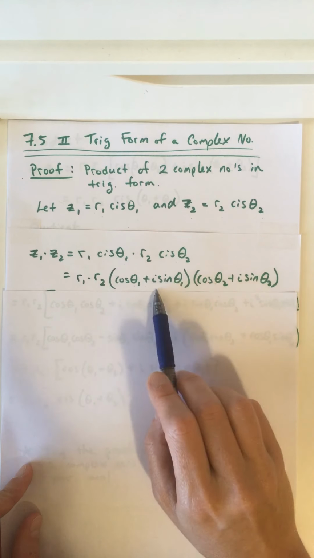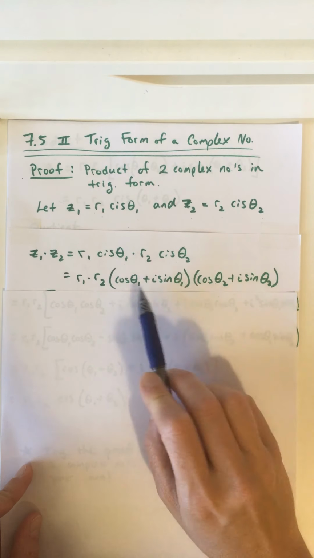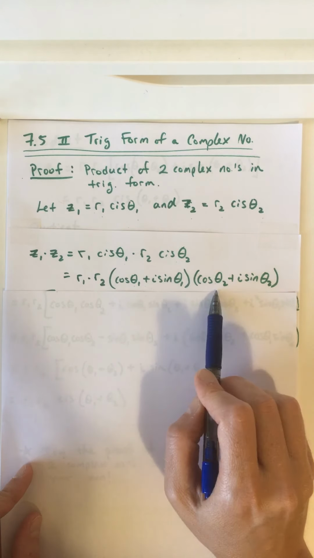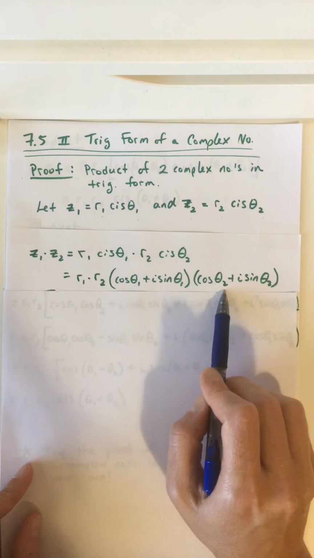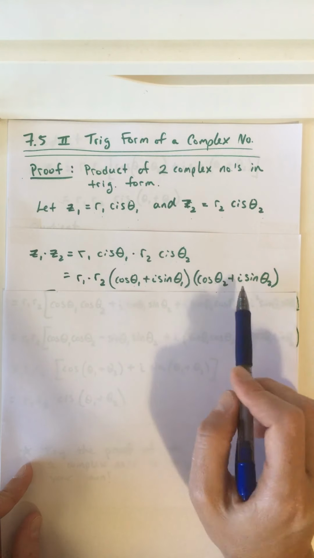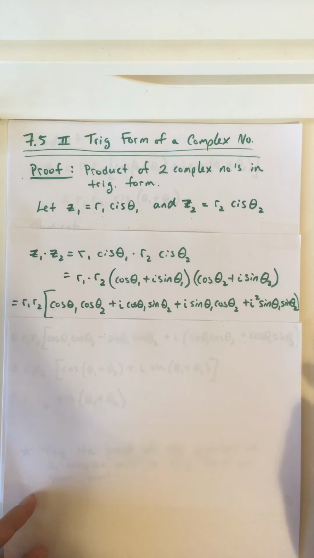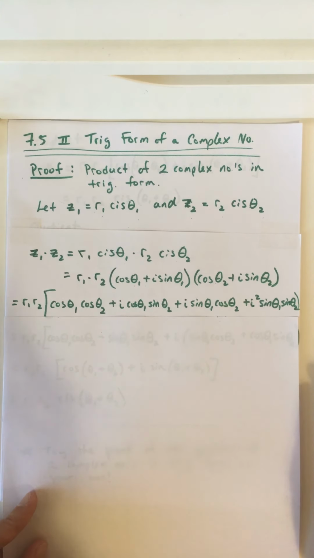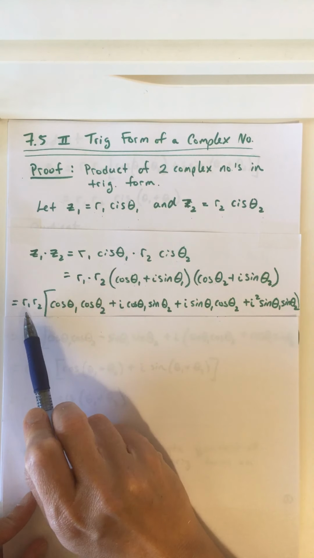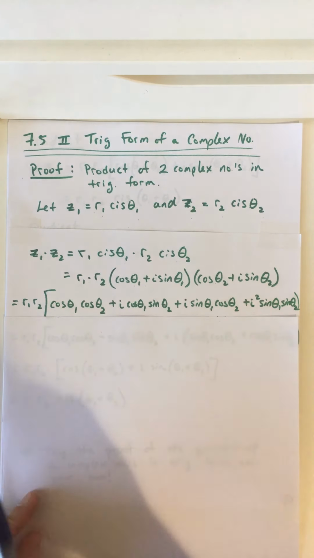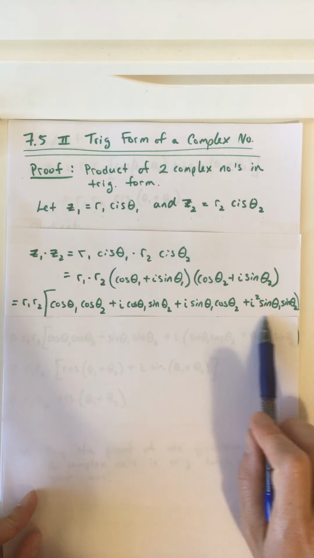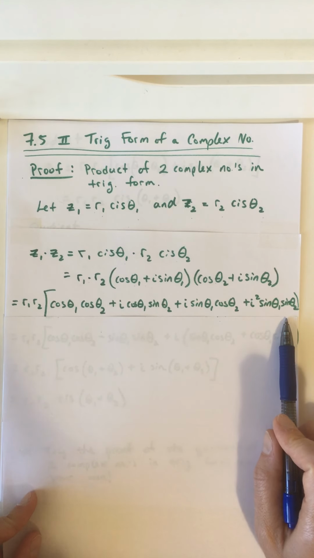Well, now we've got two binomials to multiply together. And to think about multiplying these two binomials together, we can think about FOIL. So FOIL: first term times the first term, outer, inner, and last. And when we expand all of that, we get this really long expression. I'm leaving the r1 and r2 outside the set of parentheses, but here's the expanded form of those two binomials.